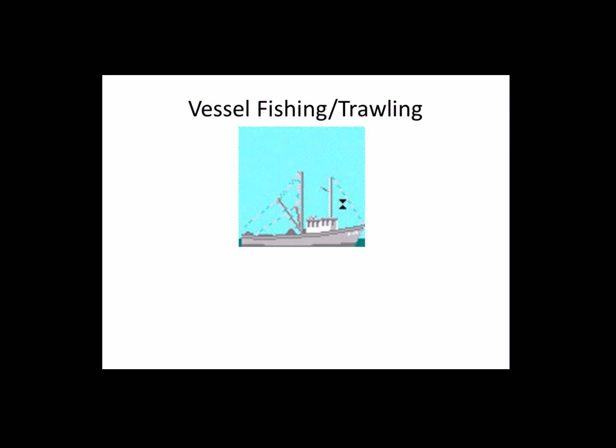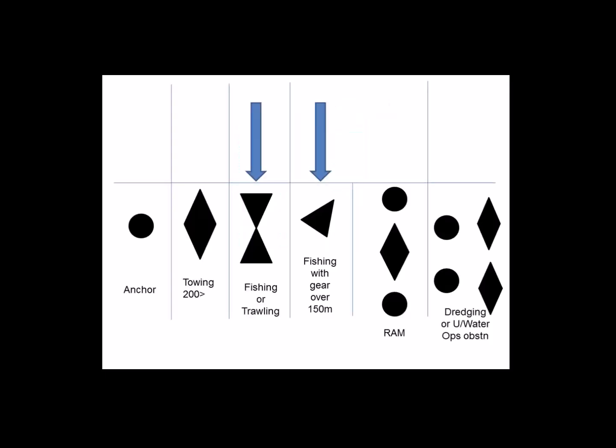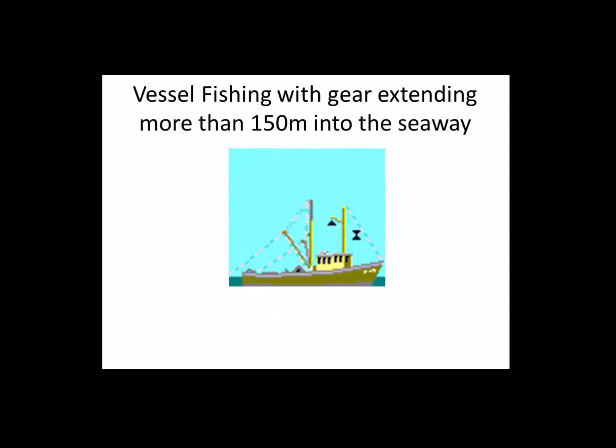Now for a vessel fishing only, when the gear extends more than 150 metres into the seaway, they're required to show an additional signal, which is a triangular shape, point or apex upwards, indicating where the direction of their outlying gear is.